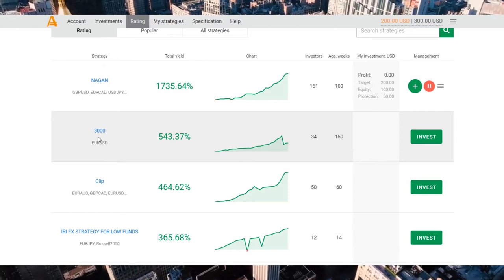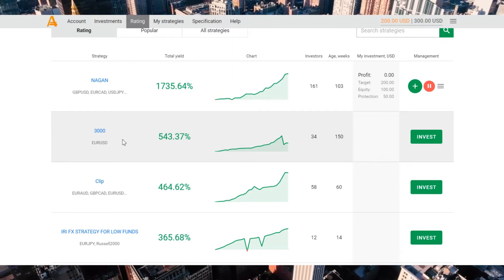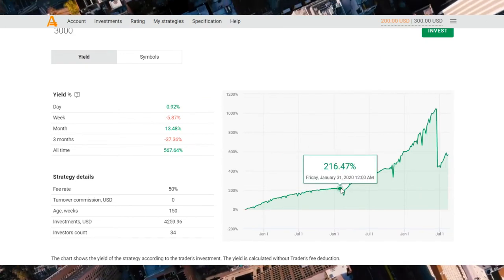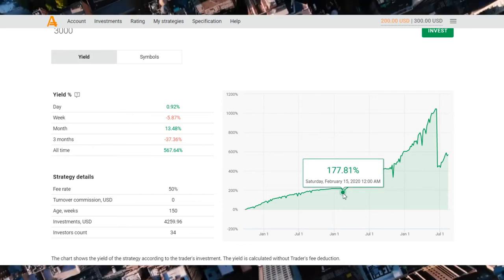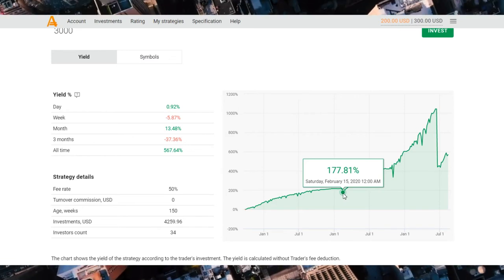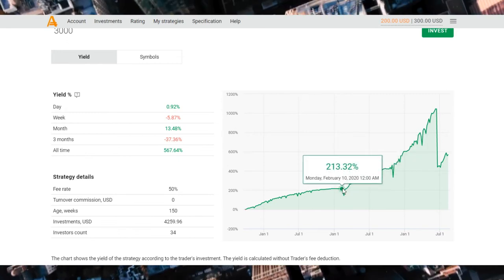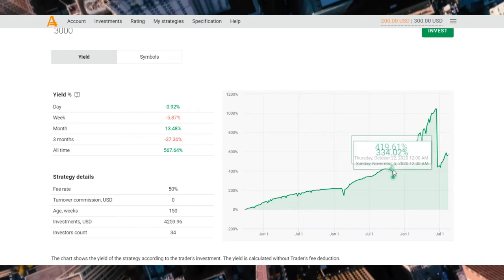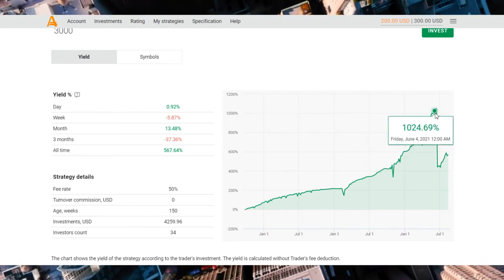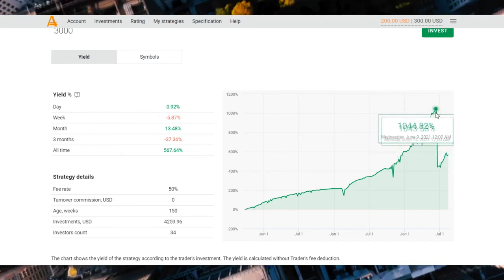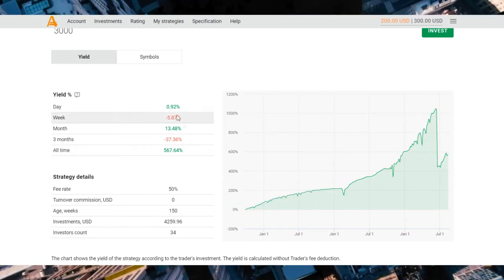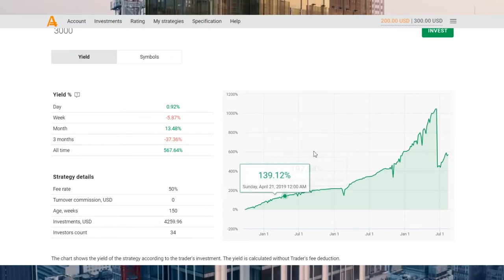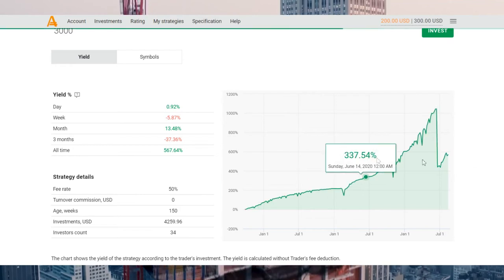So the 3000 strategy EUR/USD is not okay for me because, as you see, there is a big drawdown. It's about 60% of drawdown. It's not good. We also see the big drawdown on November 1st, 2020, and oh my god, it's almost half. It's too much. So yeah, it's all the time a big drawdown like this. I don't like this. So we go back.